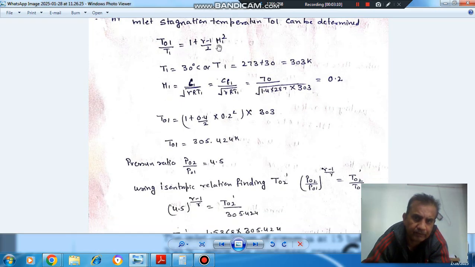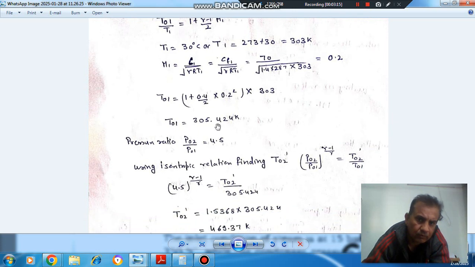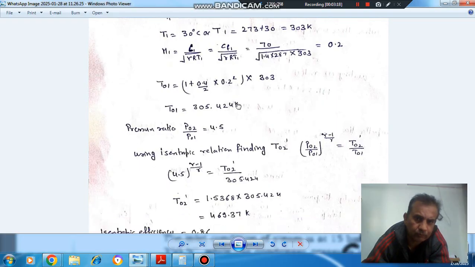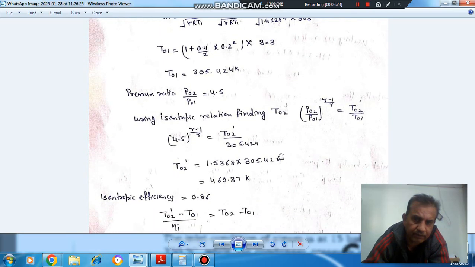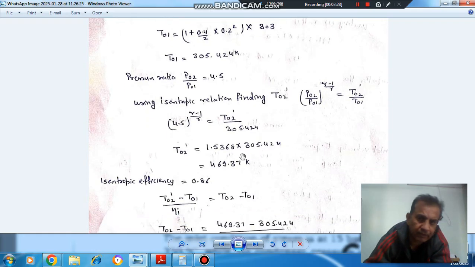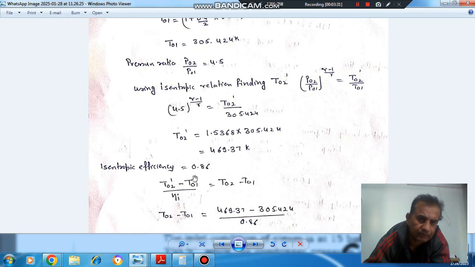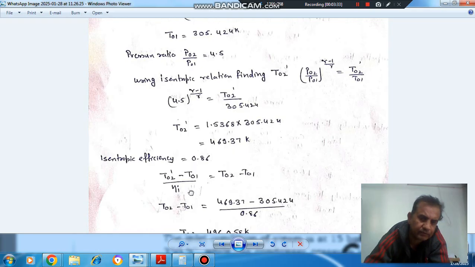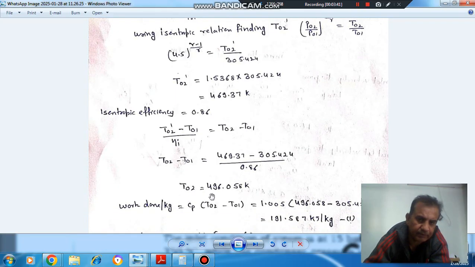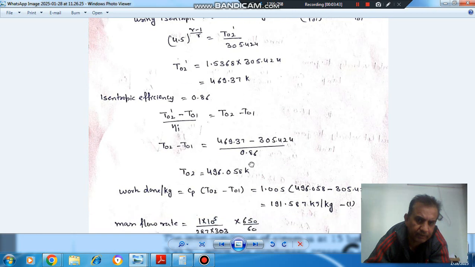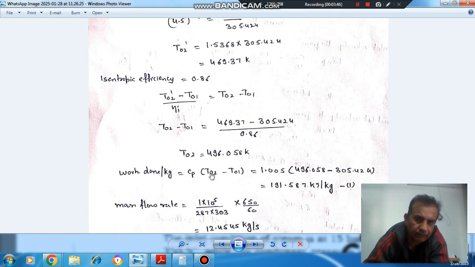So putting in M1, gamma and T1, we can calculate T01. That is 305.424. Now the pressure ratio is given as 4.5, so using the isentropic relation we can calculate T02 dash. After calculating T02 dash, the isentropic efficiency is given, so using this we can calculate the actual exit stagnation temperature, which comes as 496.058 Kelvin. And now we have T02 and T01.